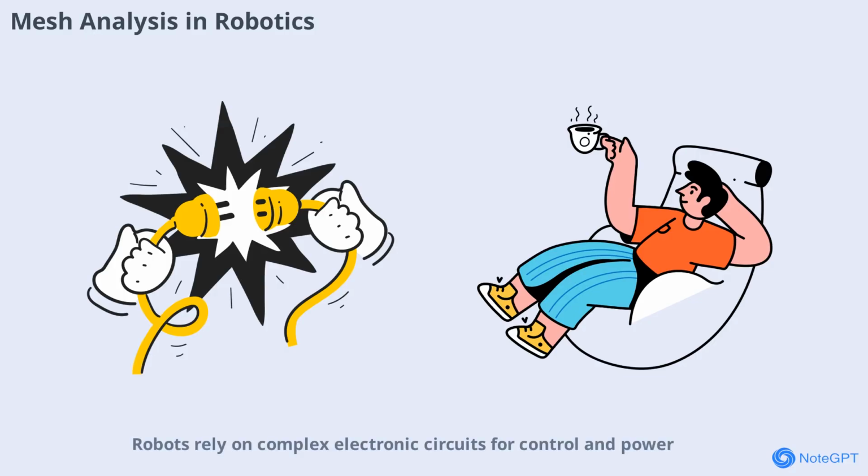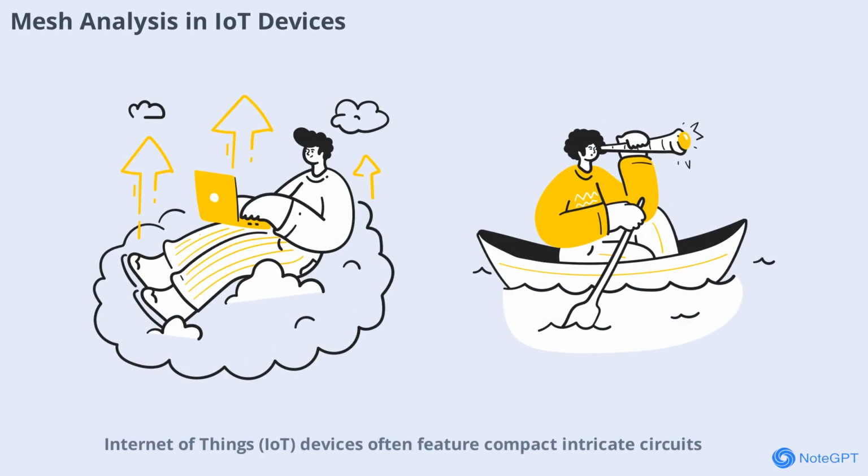Robots rely on complex electronic circuits for control and power. Mesh analysis helps robotics engineers design circuits that deliver precise currents to motors, sensors, and controllers, ensuring smooth and reliable operation.